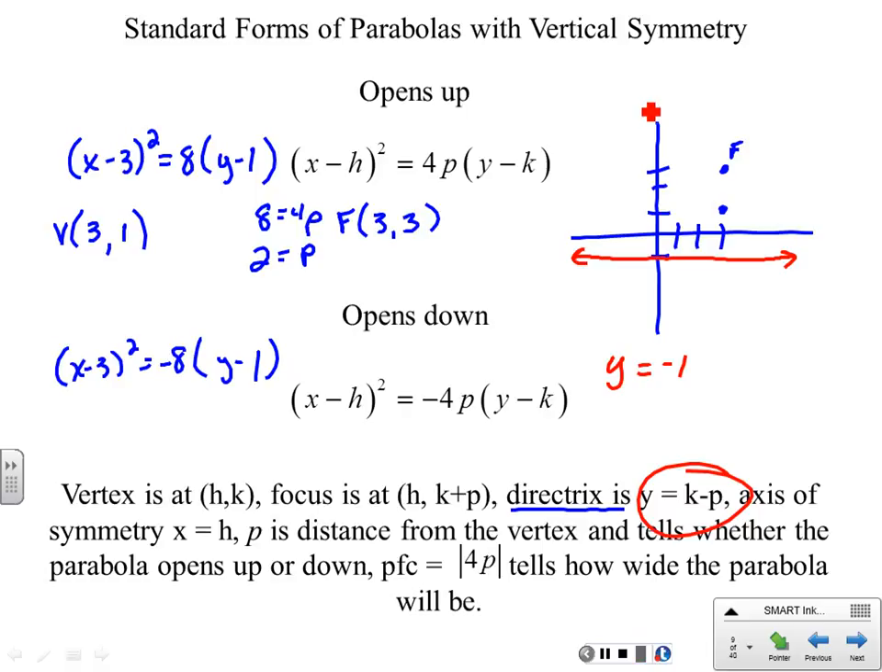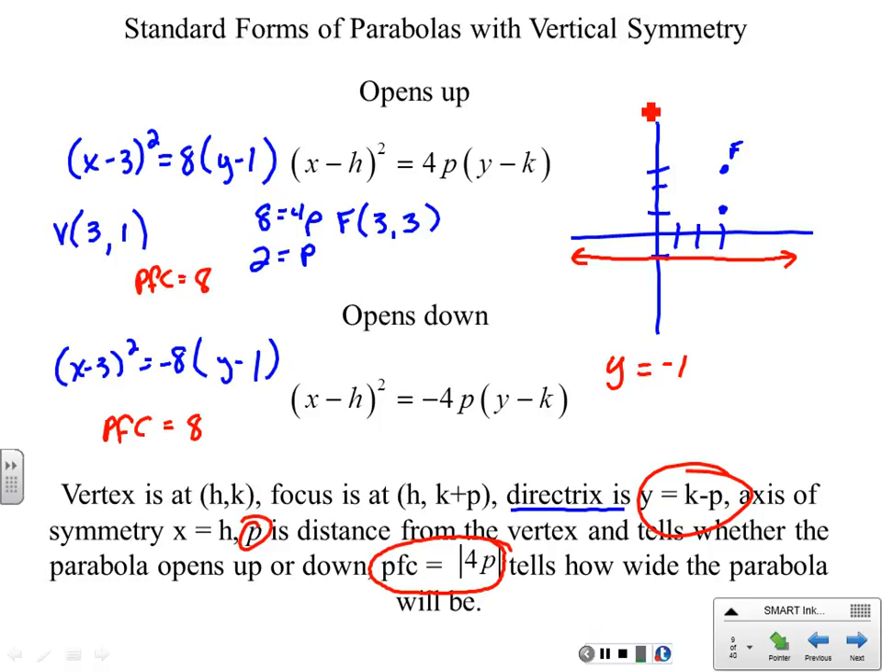Axis of symmetry, probably not going to ask you for that. P is very vital. You've got to know what that is. It's the distance from the vertex and tells whether the parabola opens up or down. And then the last thing I'm going to ask you for is the primary focal chord. Primary focal chord is the absolute value of 4P. So for this problem that we made up, what is the primary focal chord? Absolute value. It's still going to be 8.